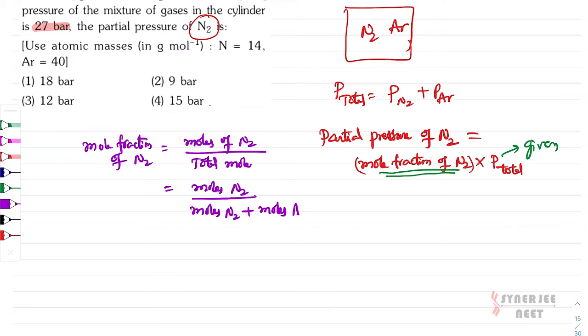Moles of argon. Now, how to calculate moles of N2? Moles of N2 will be mass divided by the molecular weight. So mass of N2 divided by the molecular weight of N2. So if I substitute this, I'll get the mole fraction.